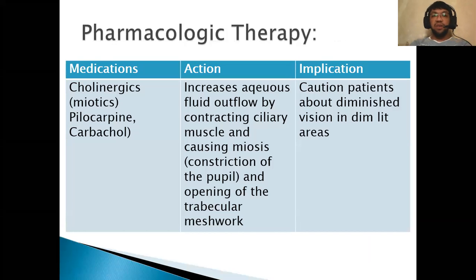Now we go to the pharmacologic therapy for glaucoma. First, we have cholinergics such as miotics, pilocarpine or carbachol. This will increase aqueous fluid outflow by contracting the ciliary muscle and causing miosis. Miosis is constriction of the pupil, since pupil dilation will further close the angle, causing increased IOP. So this will open the trabecular meshwork in order to drain the excessive aqueous humor that has built up. Caution patients about diminished vision in dimly lit areas.